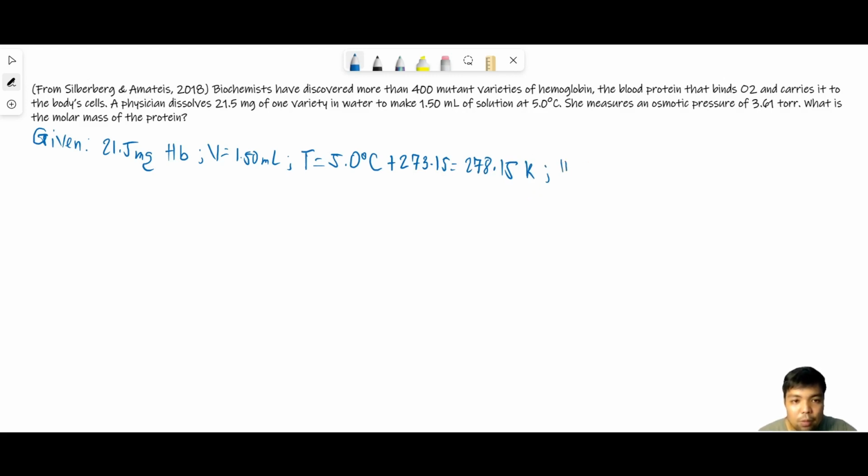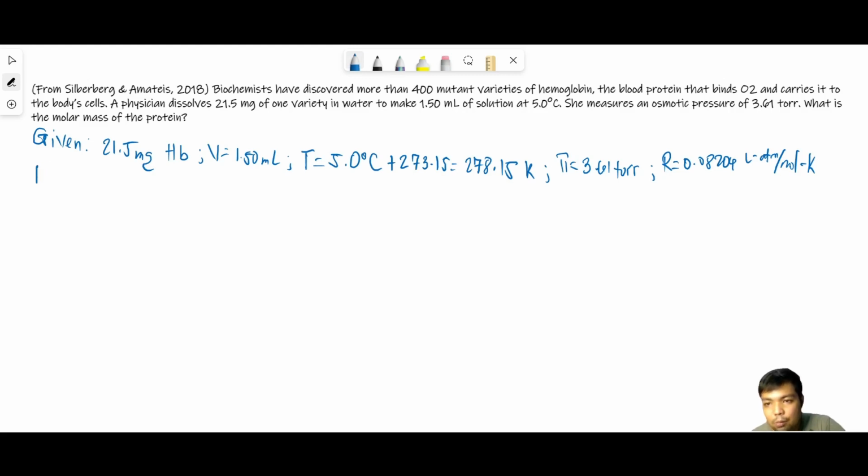Next, we have the osmotic pressure, which is equal to 3.61 torr, and we still need our gas constant, which is 0.08206 liter atmosphere per mole Kelvin. So you should be familiar with the universal gas constant by now, because you will be using it a lot of times in general chemistry.